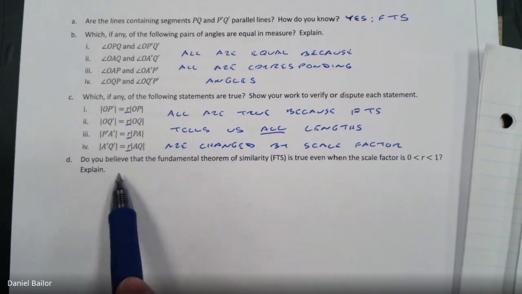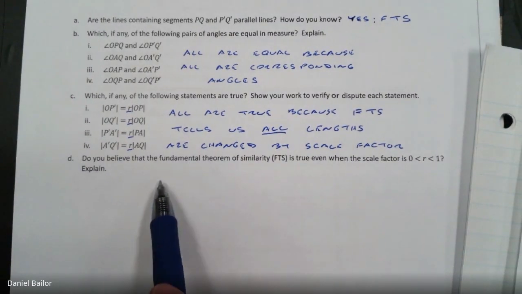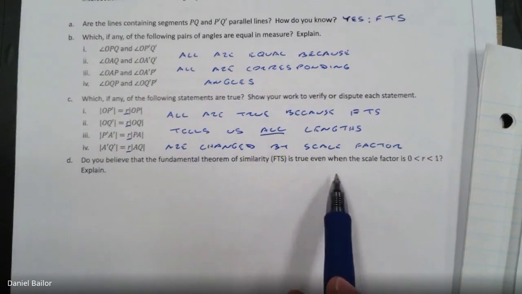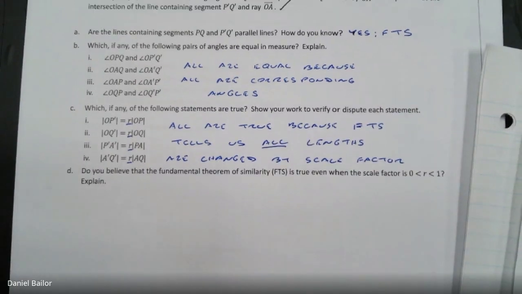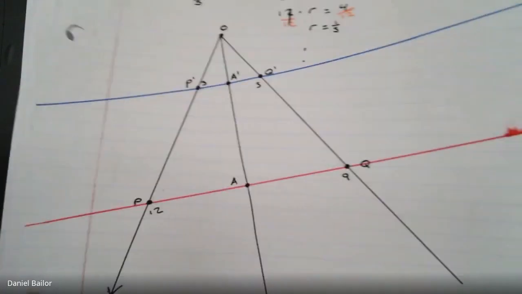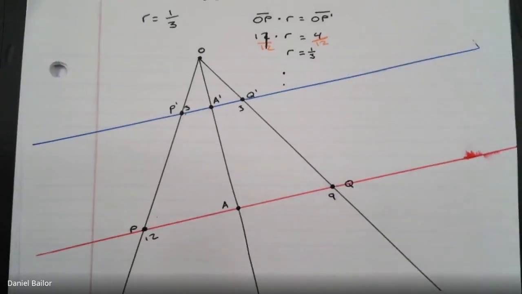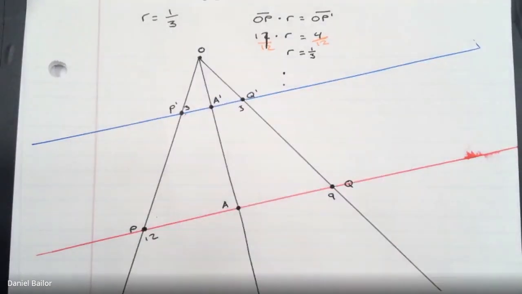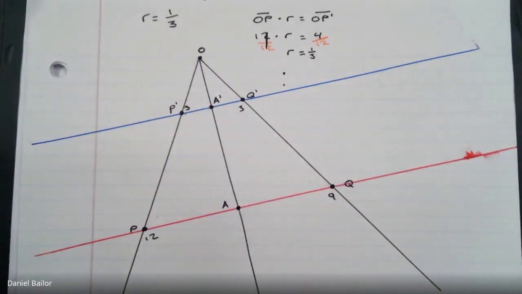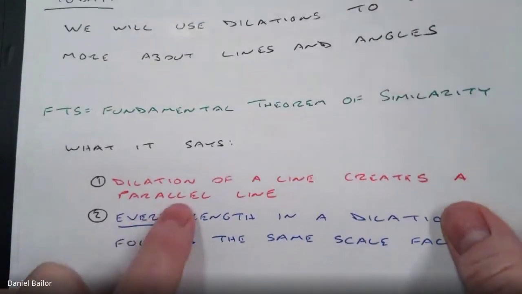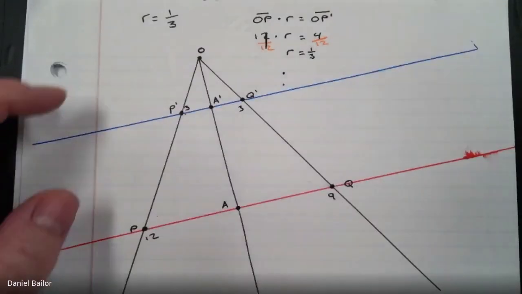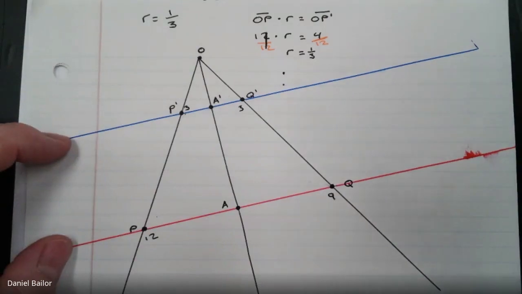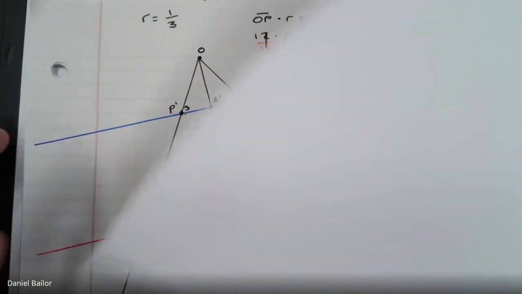Finally, part D, do you believe that the fundamental theorem of similarity is true even when the scale factor is a fraction? So looking at this, we have a fraction scale factor. And remember, in our notes, it says, FTS says dilation makes parallel lines. Did a fraction dilation make parallel lines? Yes.